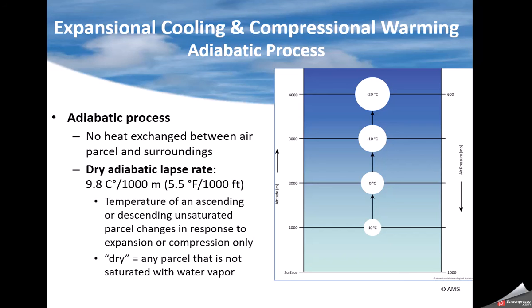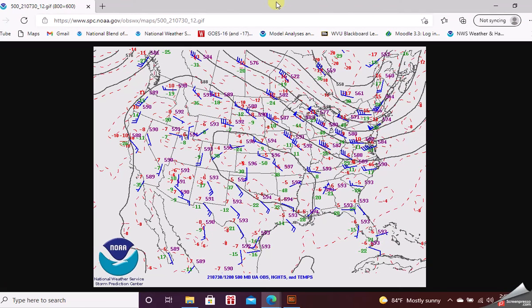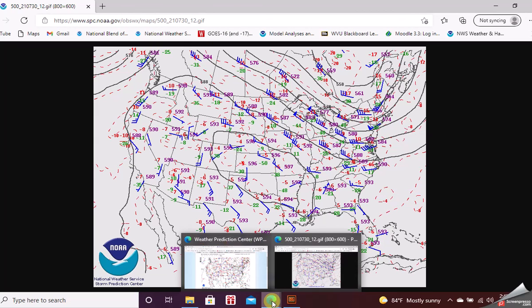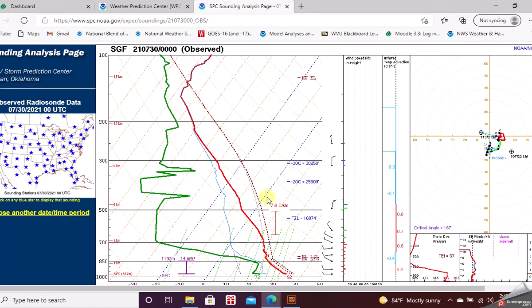Remember latent heating from before with temperatures. That's going to impact this lapse rate if there's moisture. So with that, the last thing I was just going to show you quick, let's see if I can get it up here, would just be a quick upper air sounding.